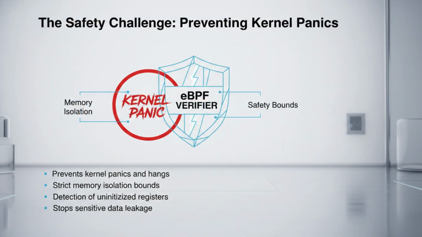Why is the verifier so strict? In kernel space, a single null pointer dereference or an infinite loop doesn't just crash an application, it crashes the entire operating system. The verifier solves three primary problems. It prevents illegal memory access, it ensures the program doesn't leak sensitive kernel data, and it guarantees that the program will eventually stop. By simulating every possible execution path, the verifier identifies risks like out-of-bounds memory reads or uninitialized register usage long before a single instruction runs on the CPU. This proactive approach is what allows eBPF to achieve near-native performance safely.